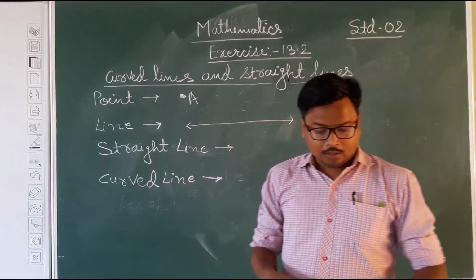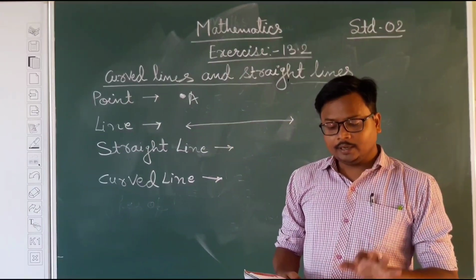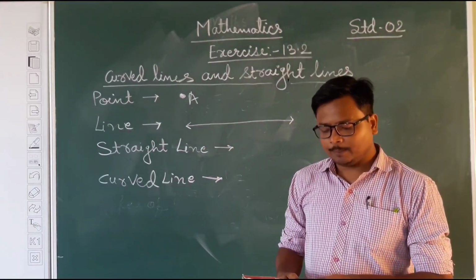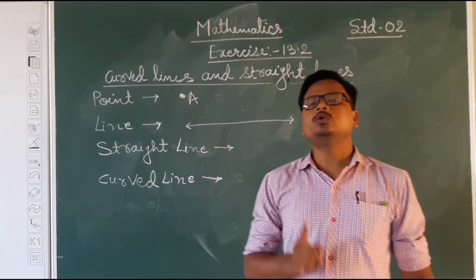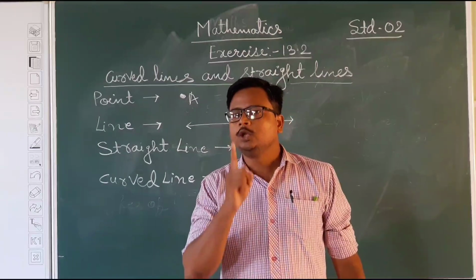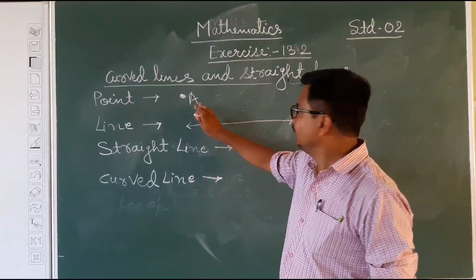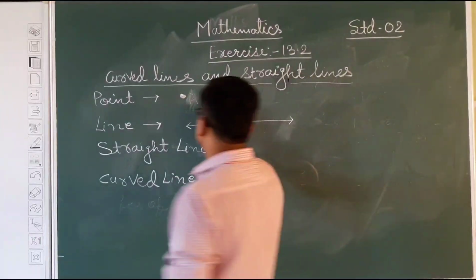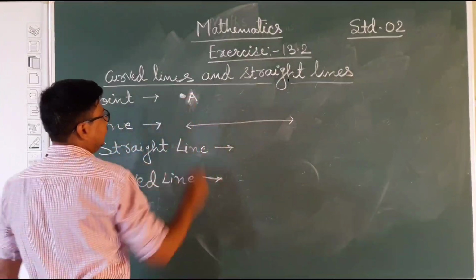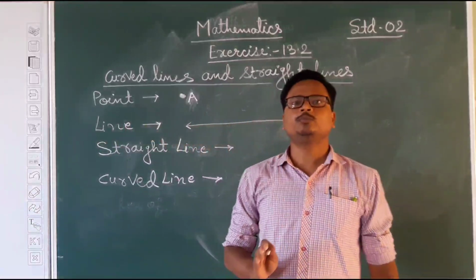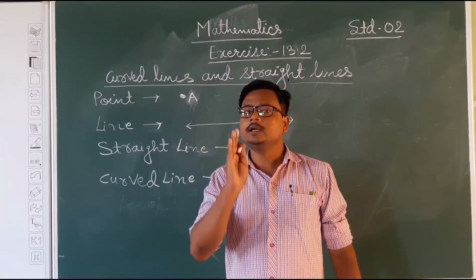Now, it is also written here, point is represented by a capital letter. Whenever you want to represent the point, you have to always use capital letter, as I have used here A. Let me write it clearly: A. So you can represent point always with a capital letter.